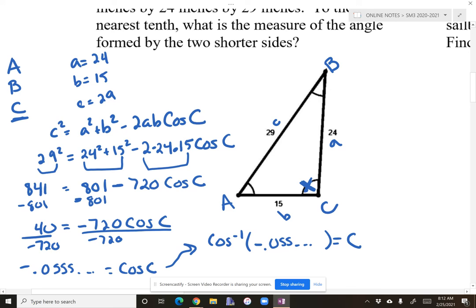So I go second cosine, second answer, which is that negative sign. And I get c equals 93.18, which is 93.2 degrees. Pretty good.